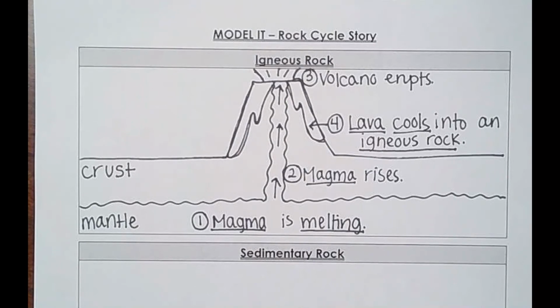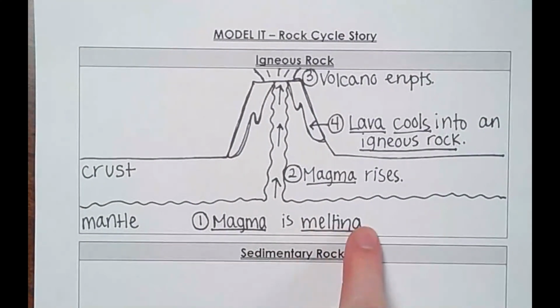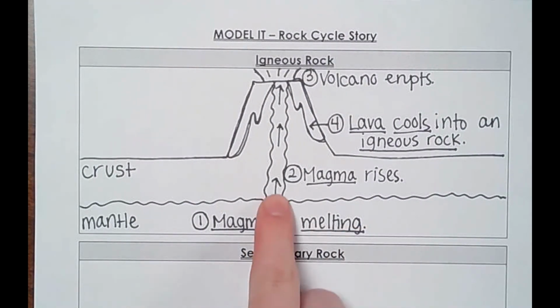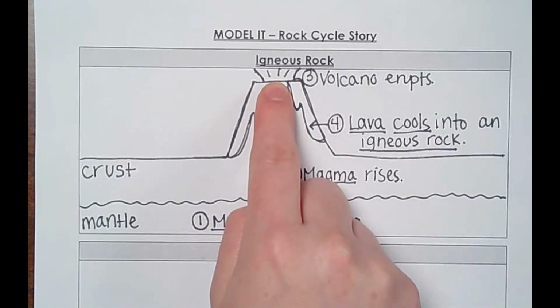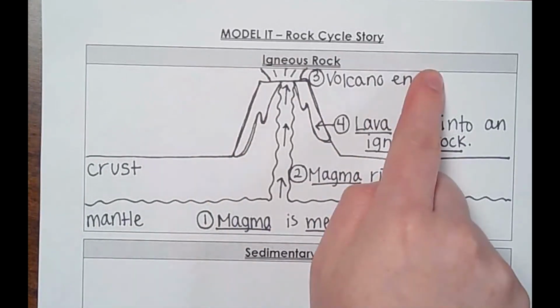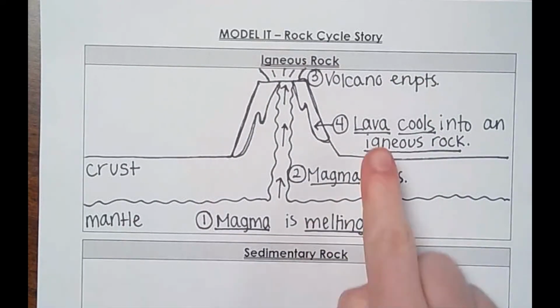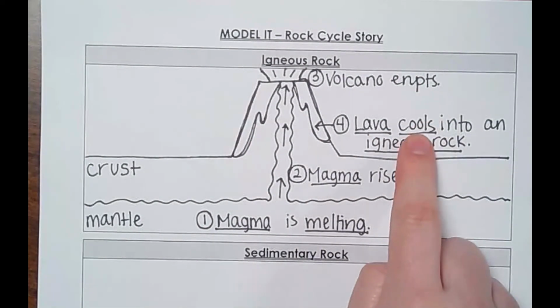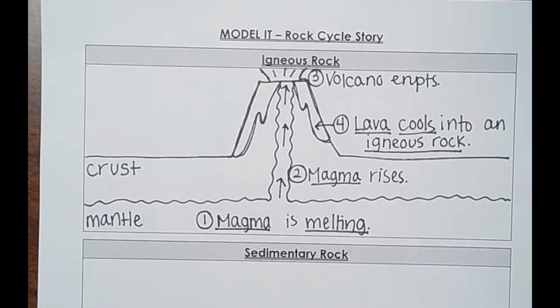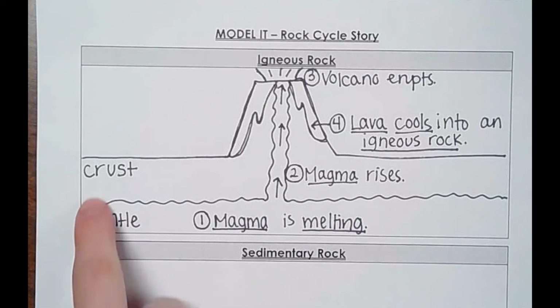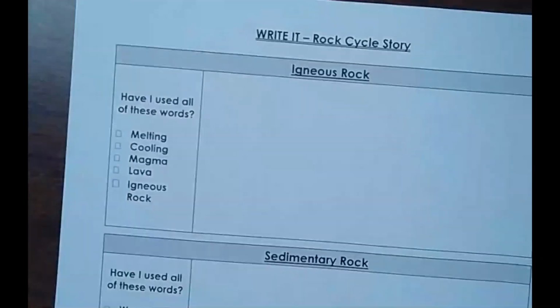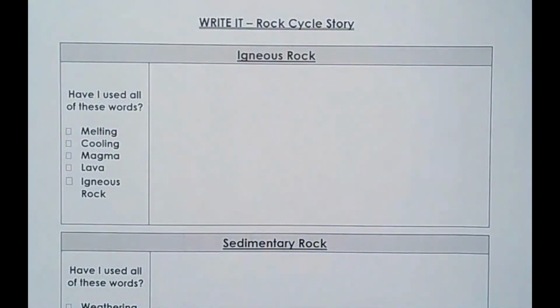So there you have it. The story begins by the magma melting deep in the mantle. The magma then begins to rise up out the volcano. The volcano then erupts and sends lava flying everywhere. And when that lava cools and solidifies and turns into a solid, that's how you get an igneous rock. So go ahead, if you need, pause this video and make sure your igneous rock model is complete. Once your igneous rock model is complete, then you're ready to tell that section of your story.